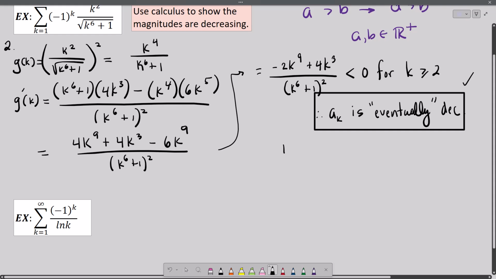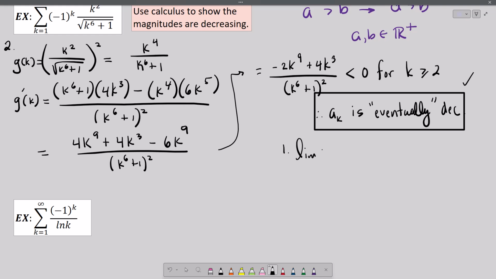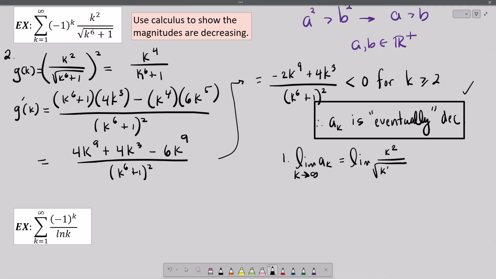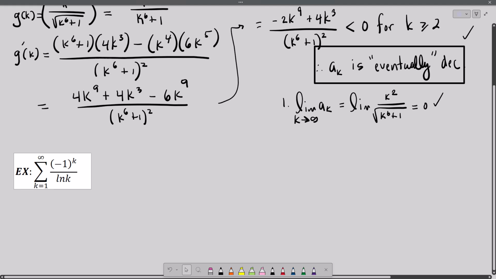And then 1, the limit of a sub k as k goes to infinity. This is the divergence test part of it. We usually do this first. I was excited to do the calculus 1 thing. Not sure why. And you agree that that limit is 0? How would you prove that that's 0?